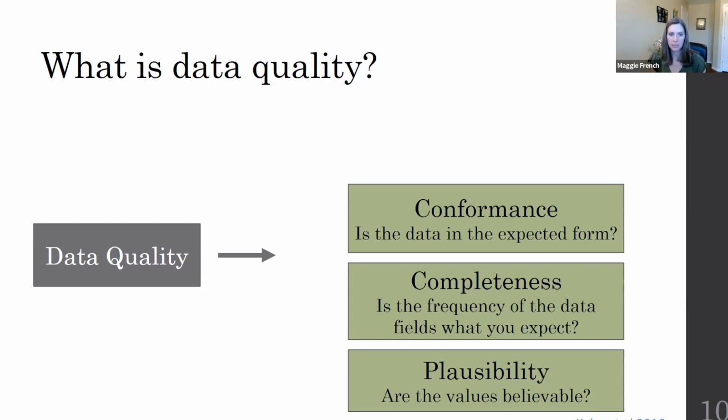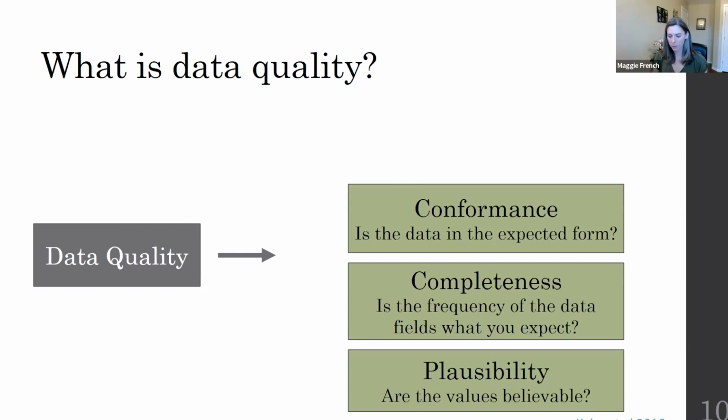The second category is completeness. What we mean by completeness is whether the frequency of the data within your database is what you expect. The third category then is plausibility. And I think this is the category that most of us think about when we think about data quality. This is really looking at whether the values of your specific variable of interest are actually believable.